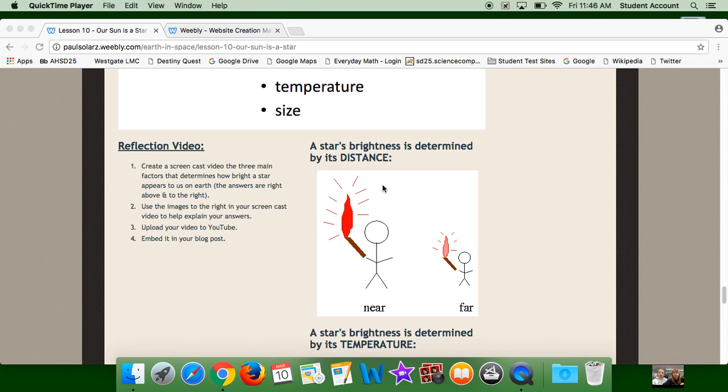Another example for the size is a binary star. That is when a star orbits another star. So it'll look bigger, and then it'll go out, and then it'll look even bigger, even if it's not the actual star. Anyway, that is the three main factors to a star's brightness.